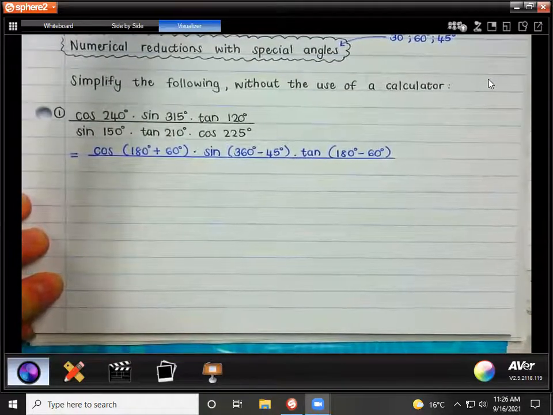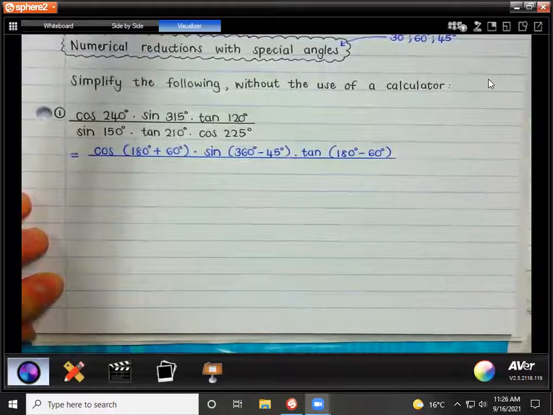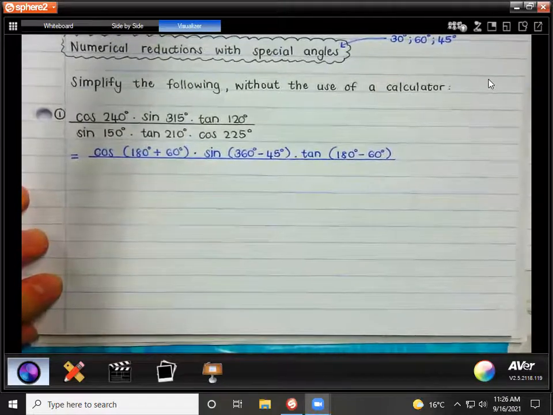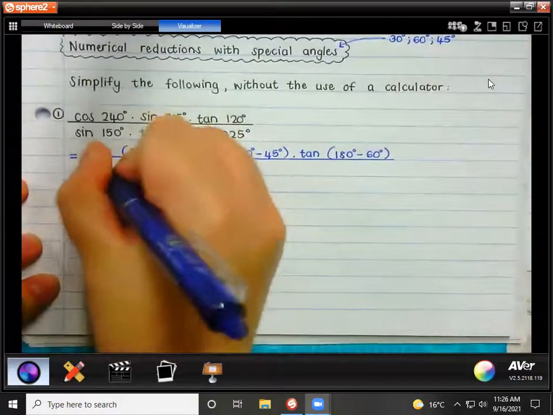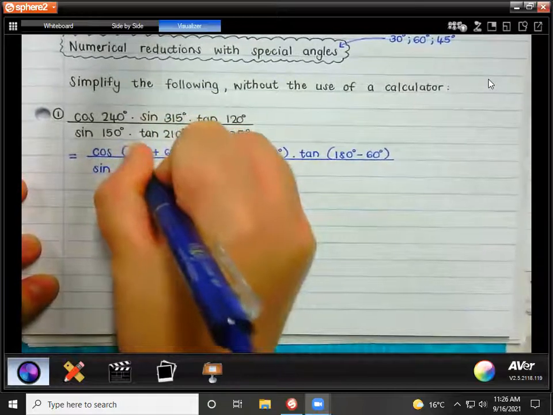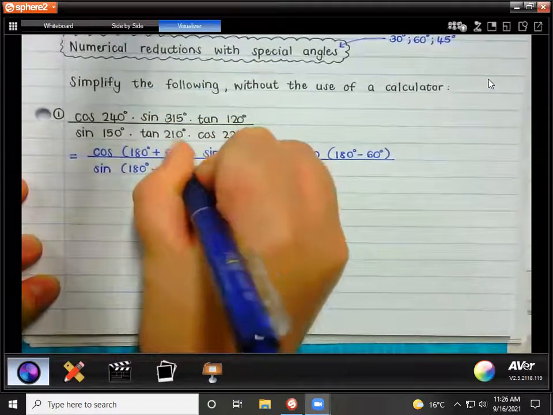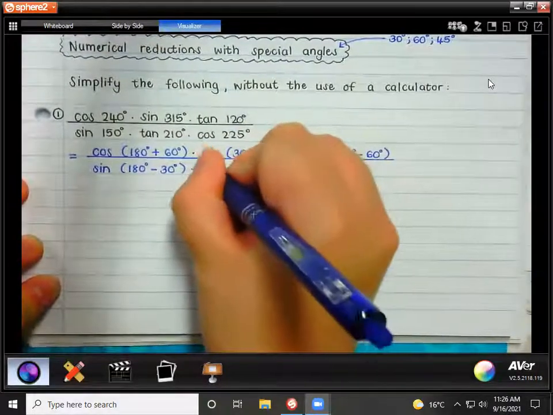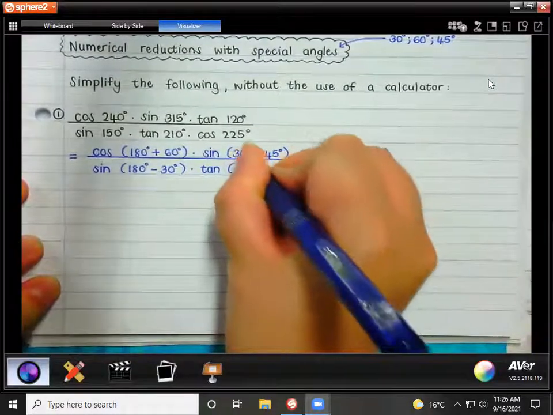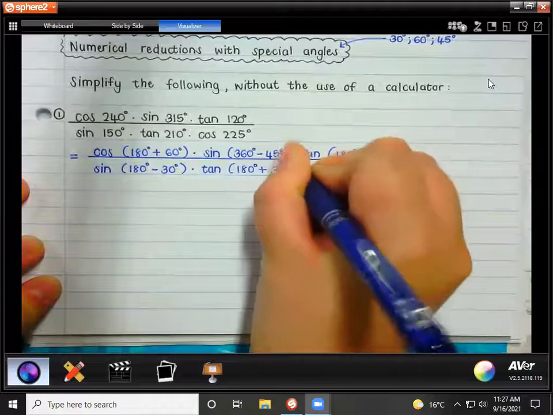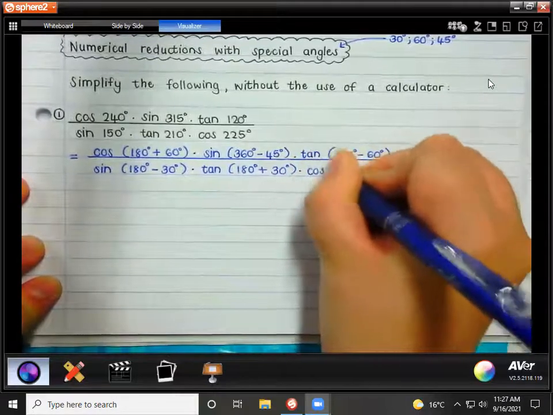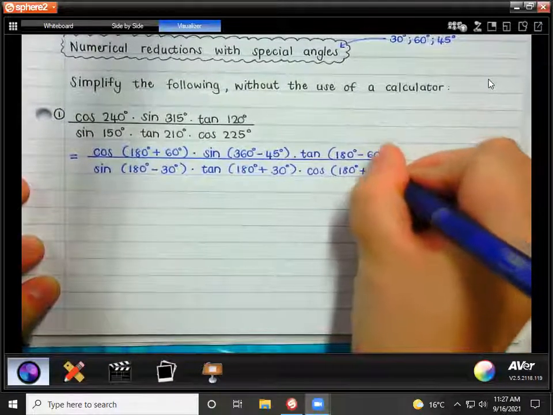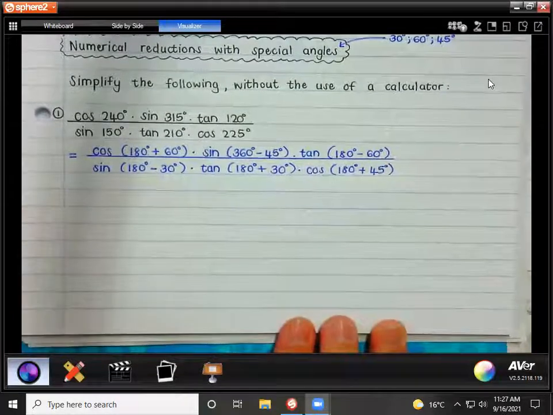Okay, the next one, sine of 150. So we're not doing 90, right? 180 minus 30, good. So sine of 180 minus 30 times tan of 210, that's the same as 180 plus 30. Last one, cos of 225, that's 180 plus 45 will give you 225 degrees.